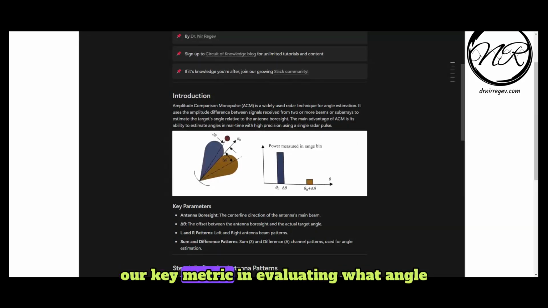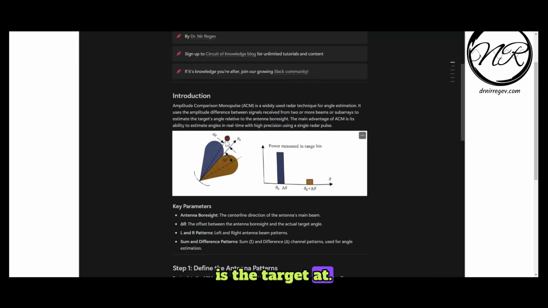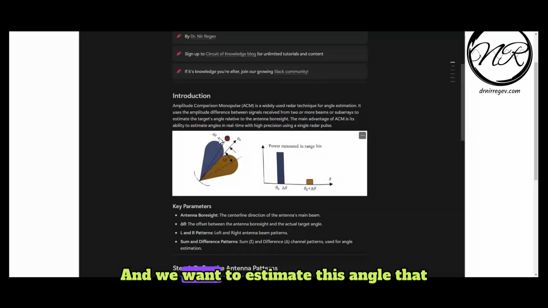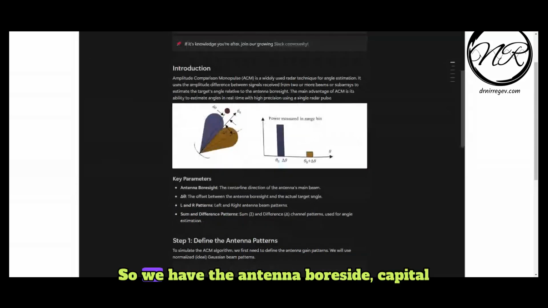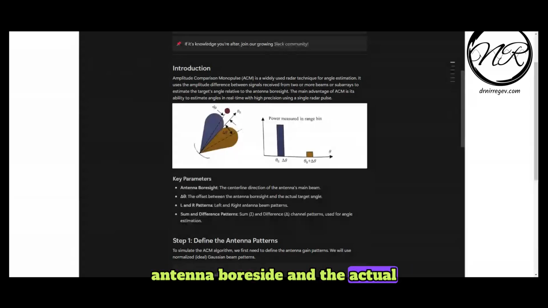The relationship between these powers or the amplitude will be our key metric in evaluating what angle the target is at, and we want to estimate this angle that is called delta theta. This image is taken from a Mark Richards book, by the way. So we have the antenna boresight. The capital delta theta is the offset between the antenna boresight and the actual target angle. L and R patterns are the left and right patterns, respectively, for the beam.